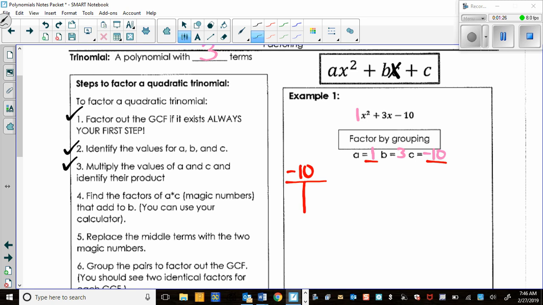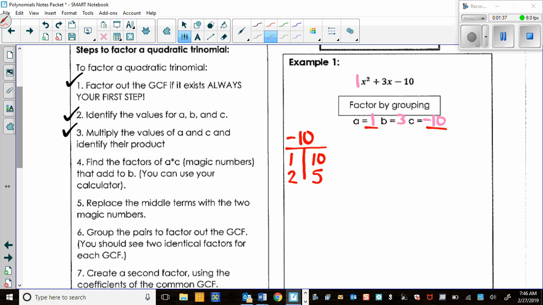Now step 4 is finding your magic number. So we are going to find the factors of -10. So 1 and 10, and 2 and 5. Now, magic numbers, remember you have to multiply these two numbers to get the product of -10, and you want to be able to add them and get b, which in this case is 3. So you have to look at both sets of numbers and try to figure out, okay, where can I put a negative sign in here so that I can get the product of -10 and the sum of 3. So my 1 and 10 are not going to work. There's no combination that will help me do that.